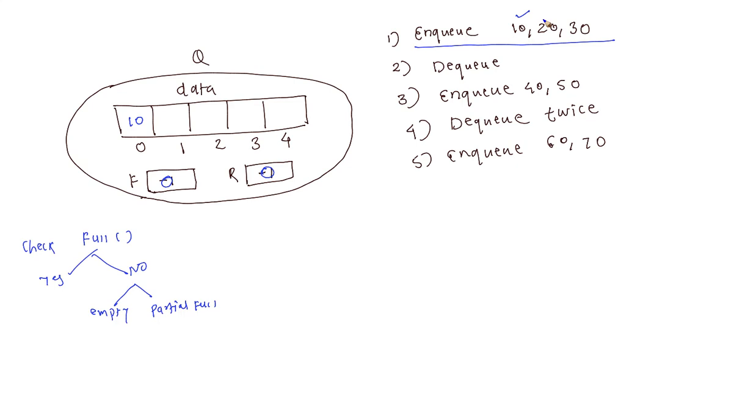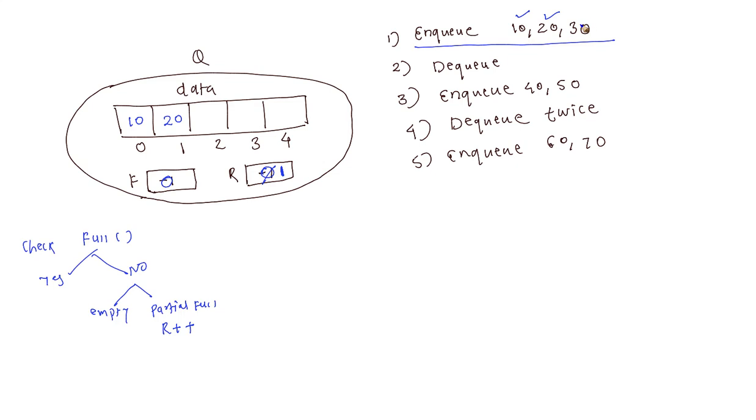Now let's insert 20. Is the queue full? No, R is not 4. So we'll go here. Is the queue empty? No, it's partially full, so we follow this part. If the queue is partially full, whatever R is, we increment R. R plus plus. While doing NQ operation, I look only at R. R was 0, it will become 1. Increment it by 1 and then go to the R location in the data array and insert 20 there.